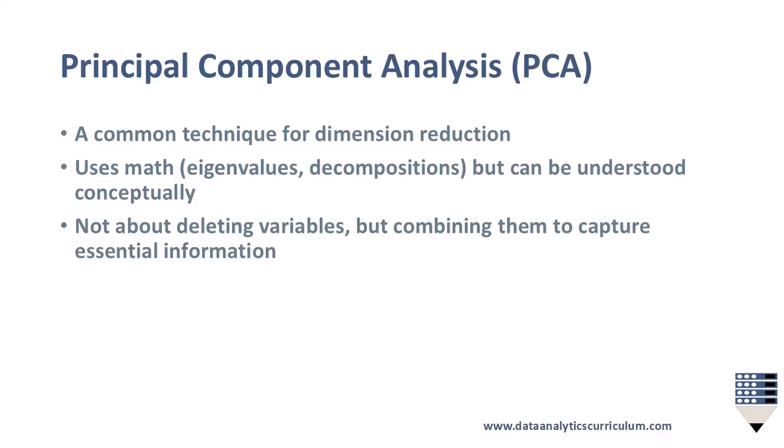Instead of deleting variables, PCA combines them mathematically into fewer, more meaningful dimensions. For example, if you have 10 survey questions that all measure similar ideas, PCA might combine them into 1 or 2 components that summarize the main patterns and responses. You lose some detail, but keep most of the meaningful information.